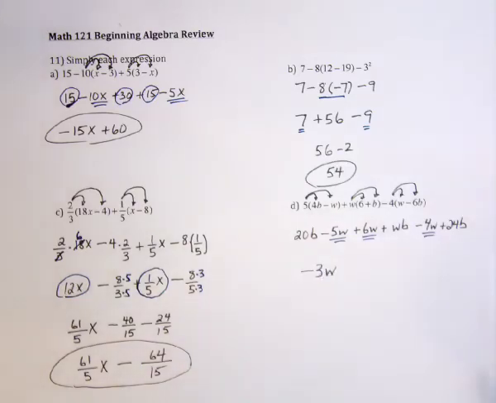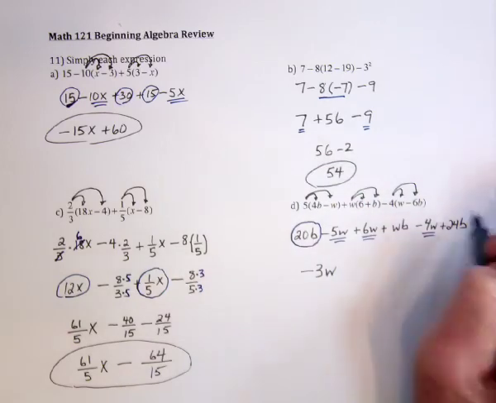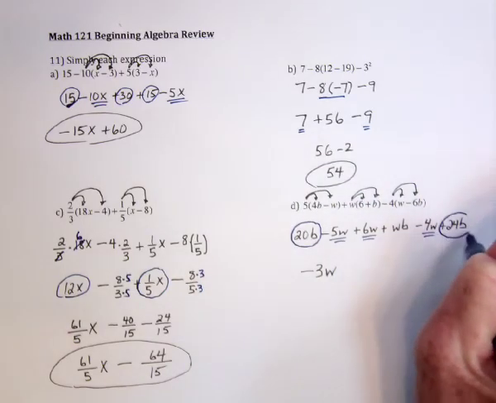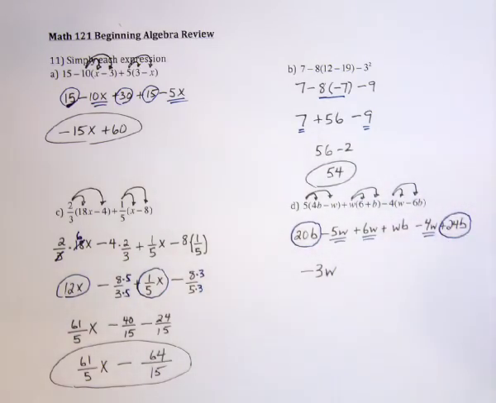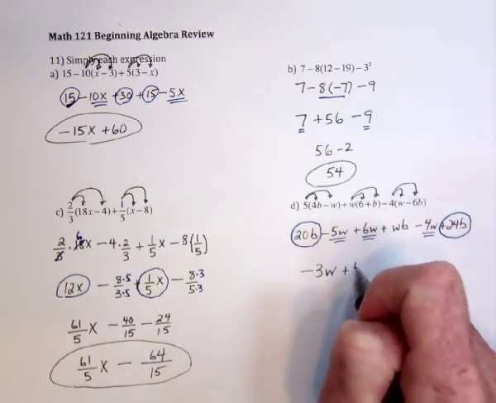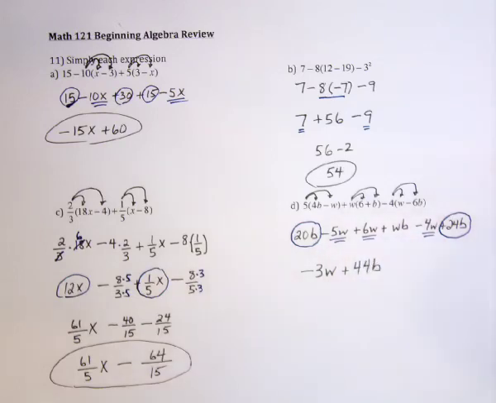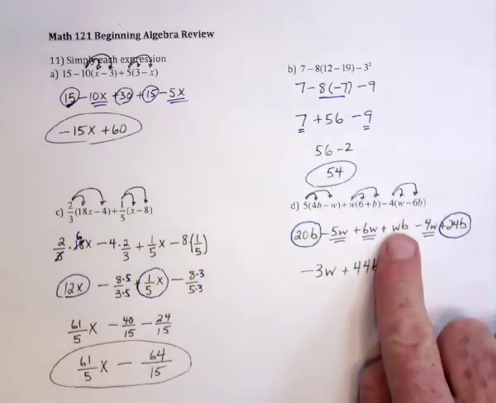Come on, w's, don't try to be so negative. Just kidding. Let's see what else. There's b's. So right here, there's 20 b's. Over here, there's 24 b's. So that would be 44 b's. The only thing that remains is this WB.